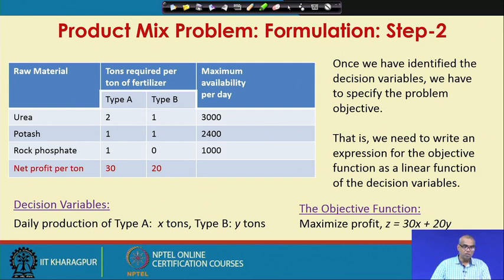So, net profit per ton are given. For type A, it is 30, and for type B, it is 20. Let us say in unit of rupees or any unit of money. So, if I am producing x tons of type A, the profit associated with type A is 30x and the profit associated with type B is 20y. So, the total profit Z equal to 30x plus 20y. So, the objective function is Z equal to 30x plus 20y, and we need to maximize this function.